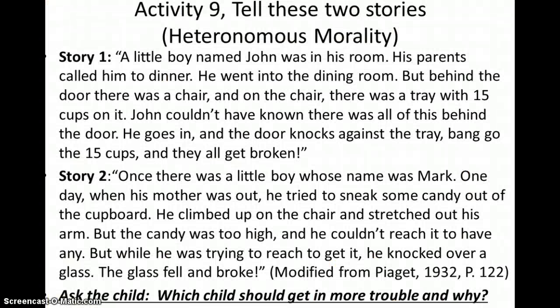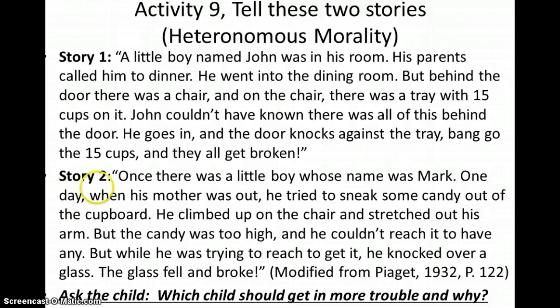Activity 9 is about heteronomous morality. It's about how children's moral development changes over time. Piaget had some theories on this. So you're going to read 2 stories to the child, and then you'll ask them a question at the end. So the first story is a little boy named John was in his room. His parents called him to dinner. He went into the dining room, but behind the door there was a chair, and on the chair there was a tray with 15 cups on it. John couldn't have known there was all of this behind the door. He goes in, and the door knocks against the tray. Bang go the 15 cups, and they all get broken.